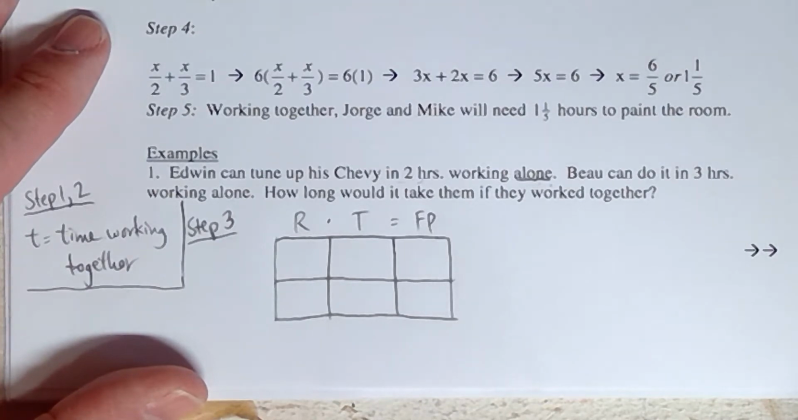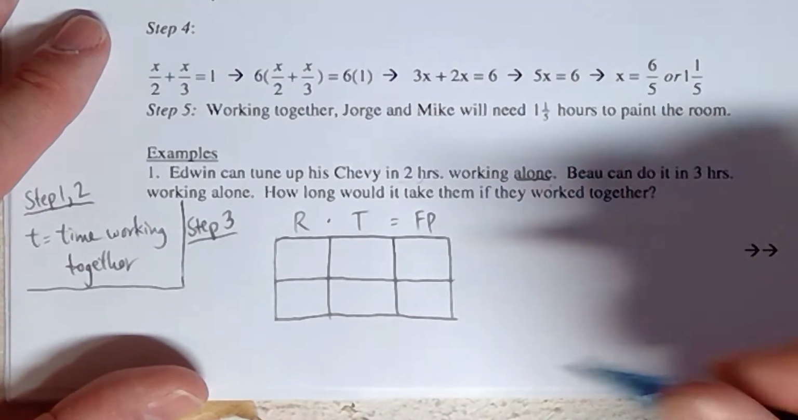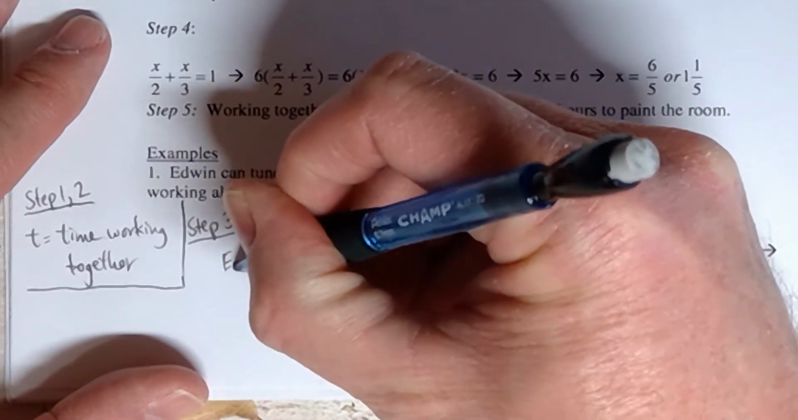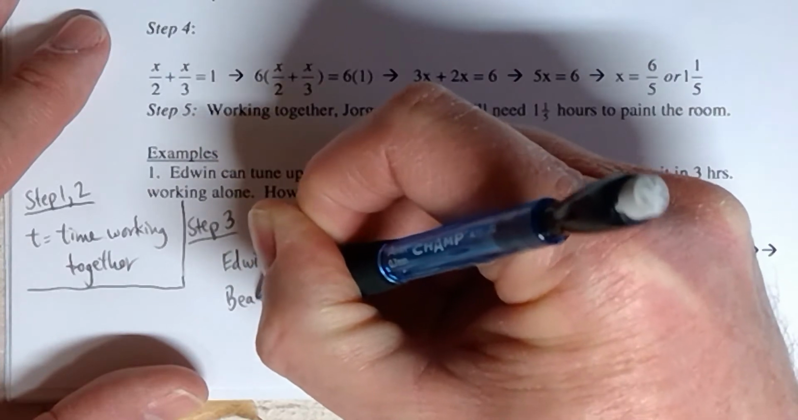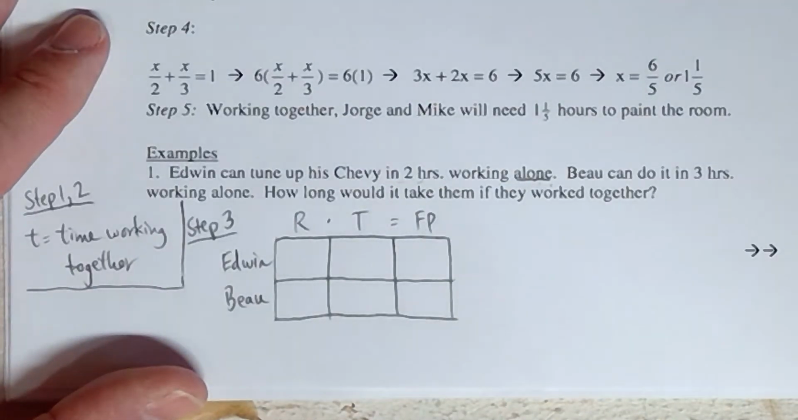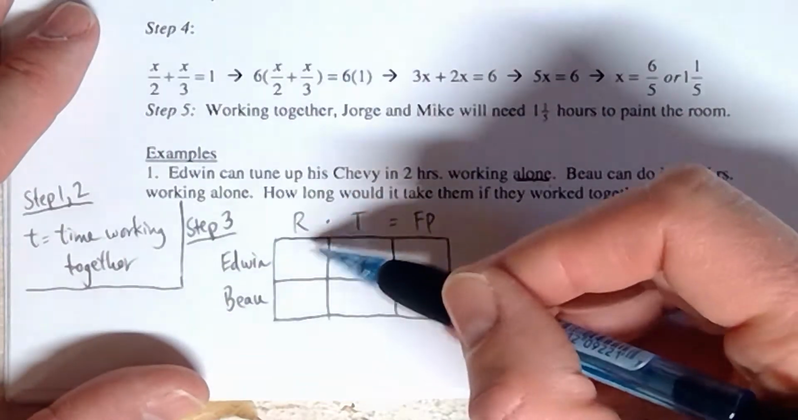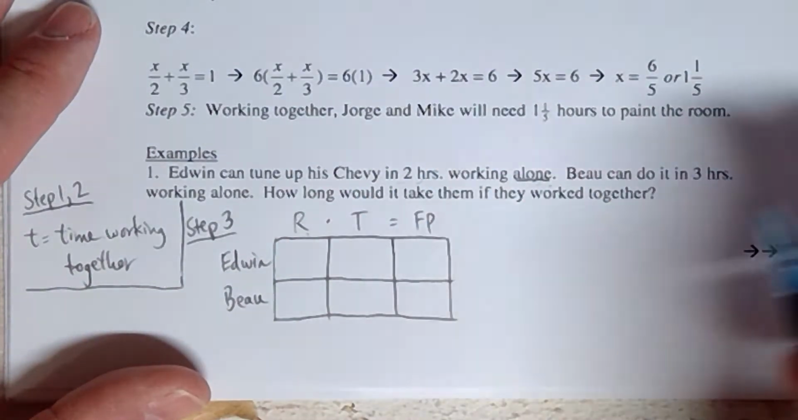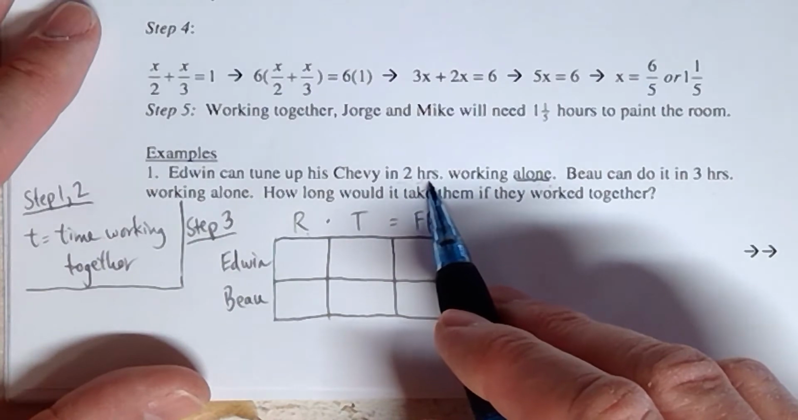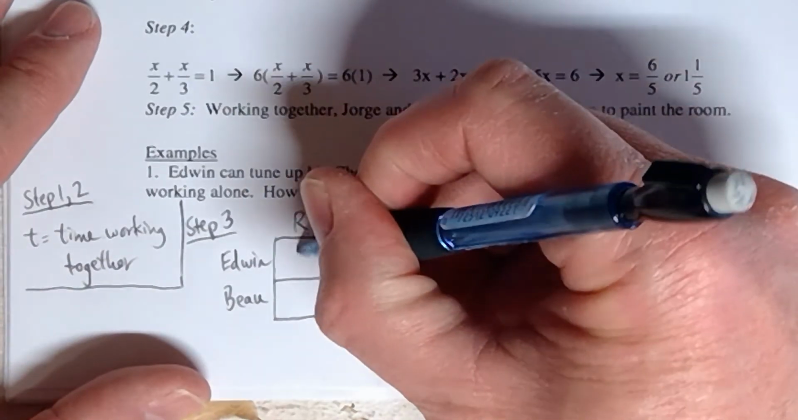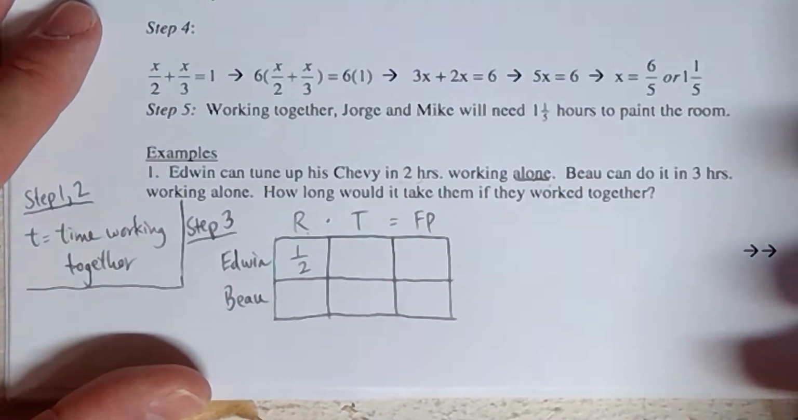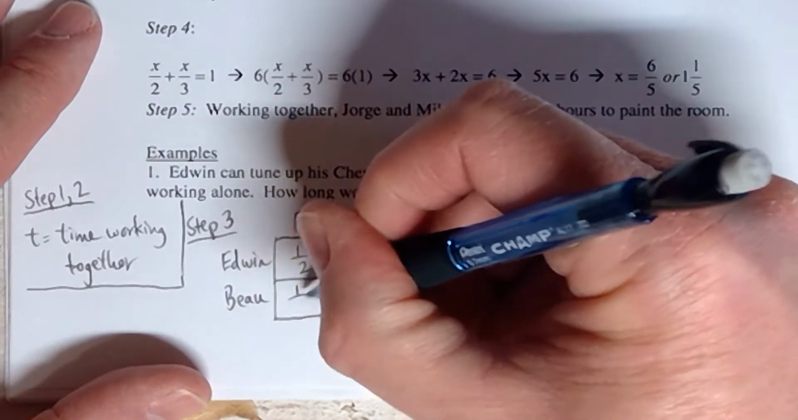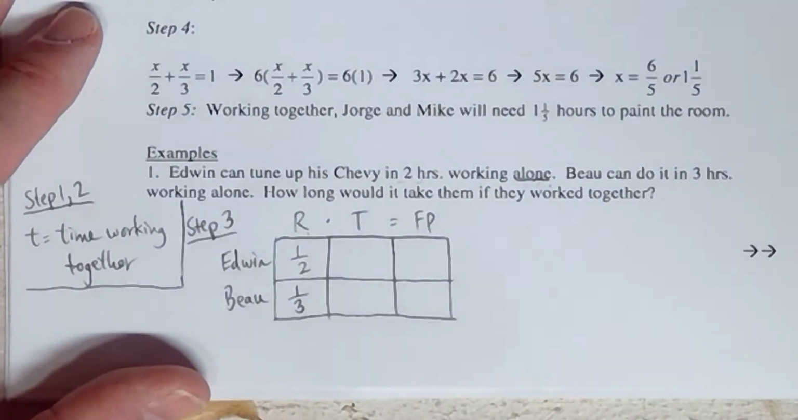There's just 2 rows. So what are the 2 rows? The 2 rows are the 2 people that are working together. Edwin in this case and Bo, all right? Again, there's no 3rd row. Okay, what is the rate of work again? Since it's always going to be 1 divided by the alone time. So for Edwin, it's 1 divided by 2, because 2 hours working alone, like we said. Bo is 1/3 because his alone time is 3.